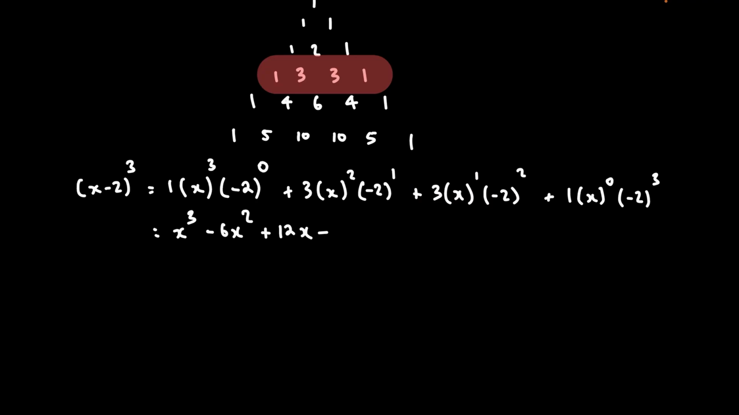And then we can say minus, in this case it's minus because we're doing minus 2 to the power of an odd integer. So minus 2 cubed is simply equal to 8. 8 times 1 is still 8, and x to the power of 0 is still 1. So that means it's just minus 8. That is how you expand this bracket over here.